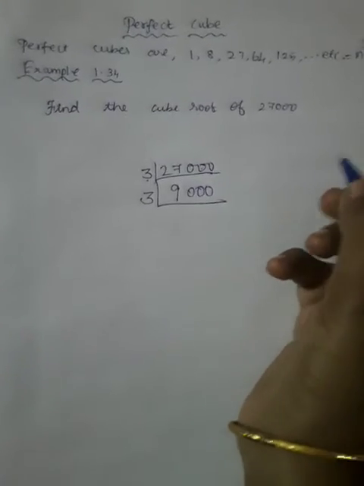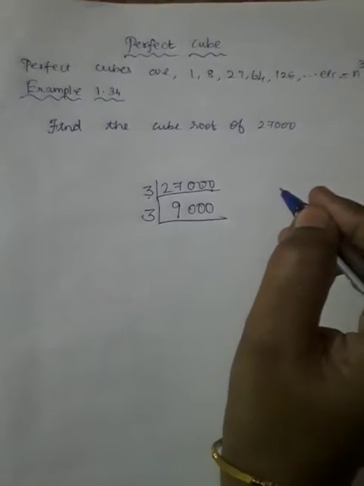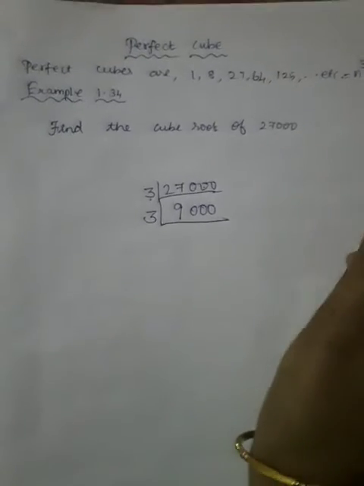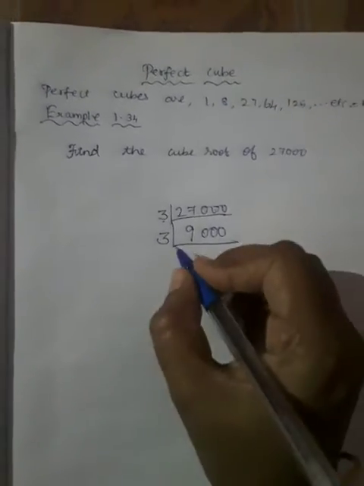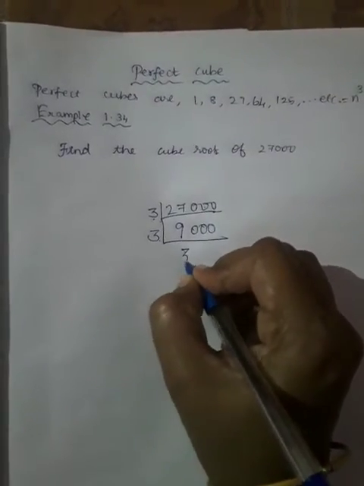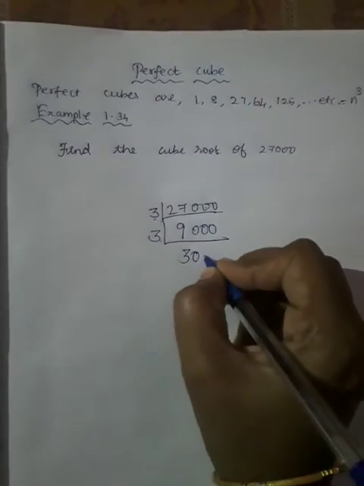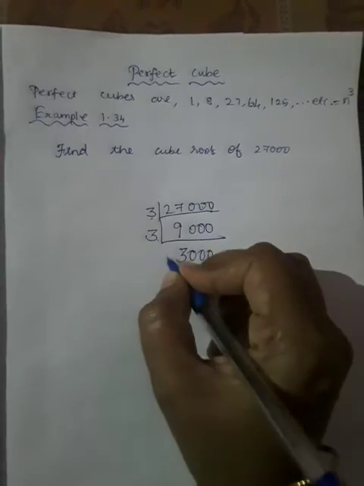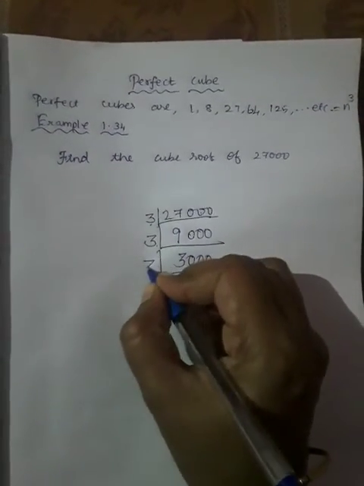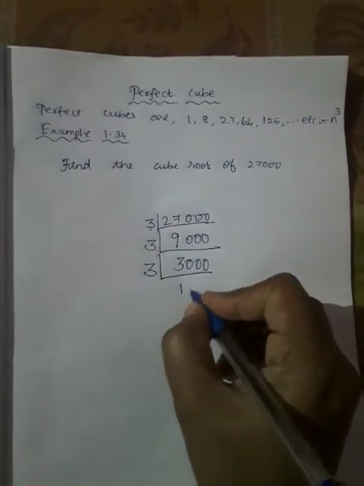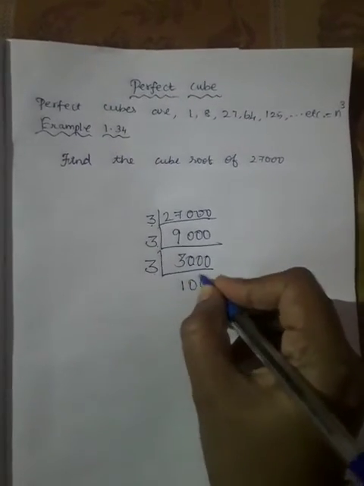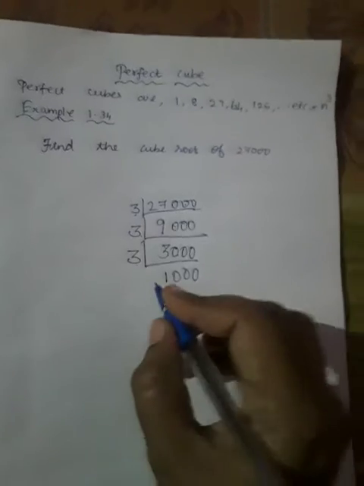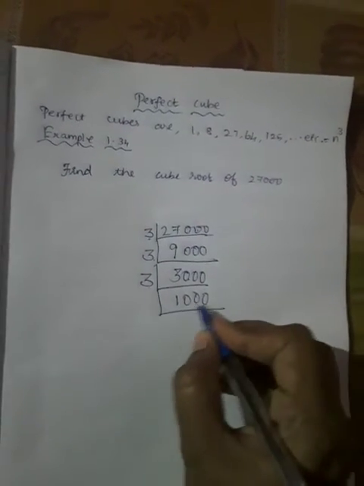You have already learnt, I think, from 6th standard itself, how to find the divisor. The same method I have used here. So 3 3s are 9. 3 zeros are 0, 3 zeros are 0, 3 zeros are 0. Again it can be divided by 3. So 3 1s are 3. 3 zeros are 0. Now all the numbers are 0.